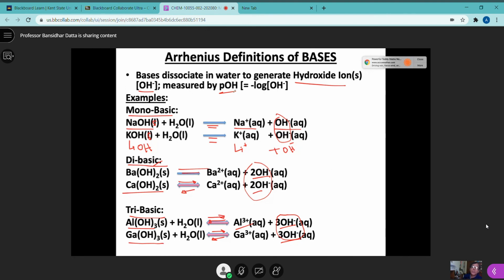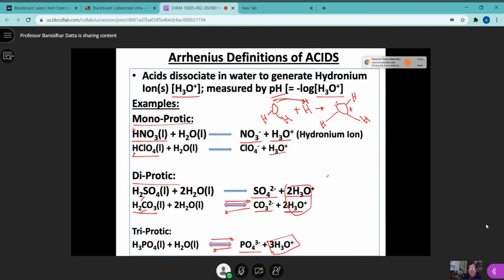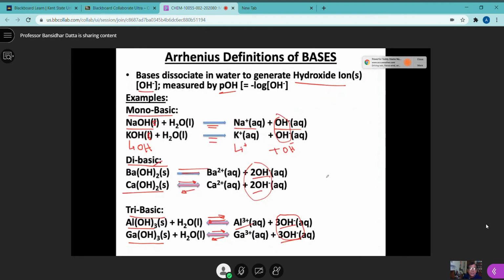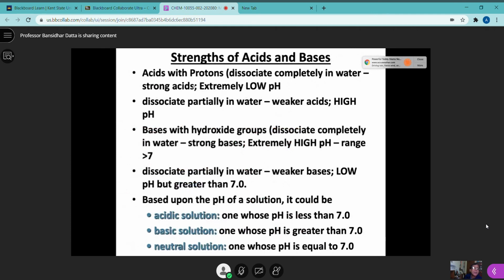And then I'll come back to the pH and pOH. Lots of questions will be asked from this on the test. All right. So that's our dissociation. Now, the strength of acids and bases. So that's a summary.